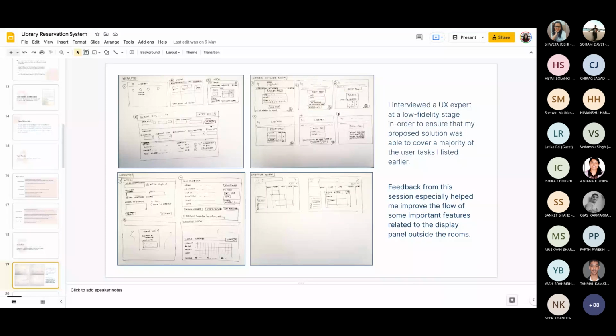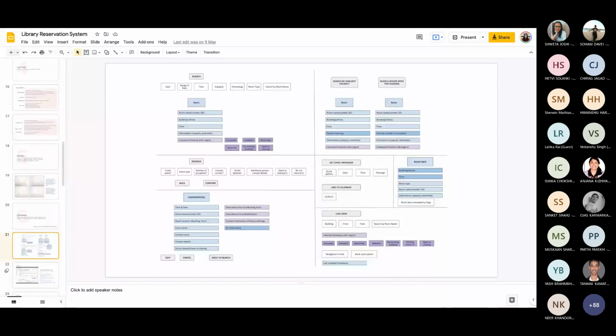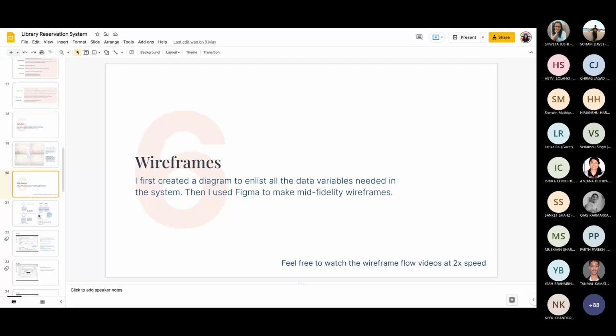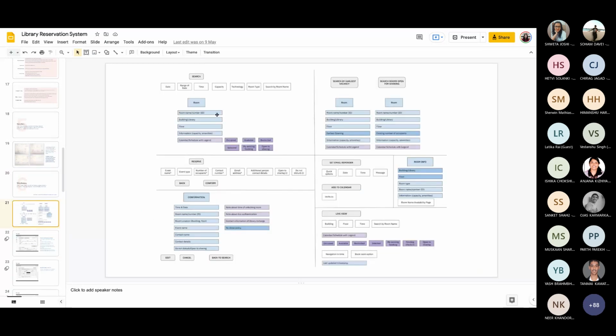For wireframes, I first did information architecture. This is sort of a flow chart about what all information there should be in the app. And there's a lot of information, right? Because if you're trying to book a room, you want to see what floor it is on, what the capacity of the room is, what some of the things the room has are, and things like that. So, like I said, there's problem solving, but it's different from the coding kind of problem solving.